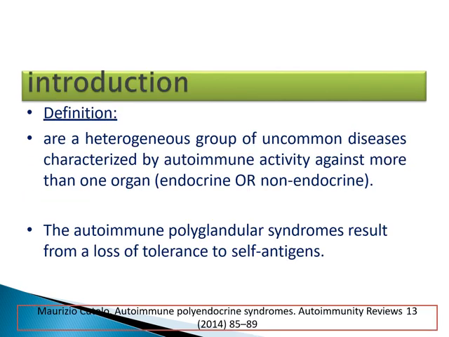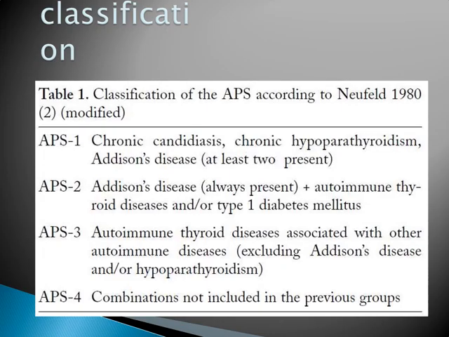By definition, it is a heterogeneous group of uncommon diseases characterized by autoimmune activity against more than one organ. The organs may be endocrine or non-endocrine. The autoimmune polyglandular syndrome results from a loss of tolerance to the self-antigens. Here is the classification. You see there are 4 types of APS.